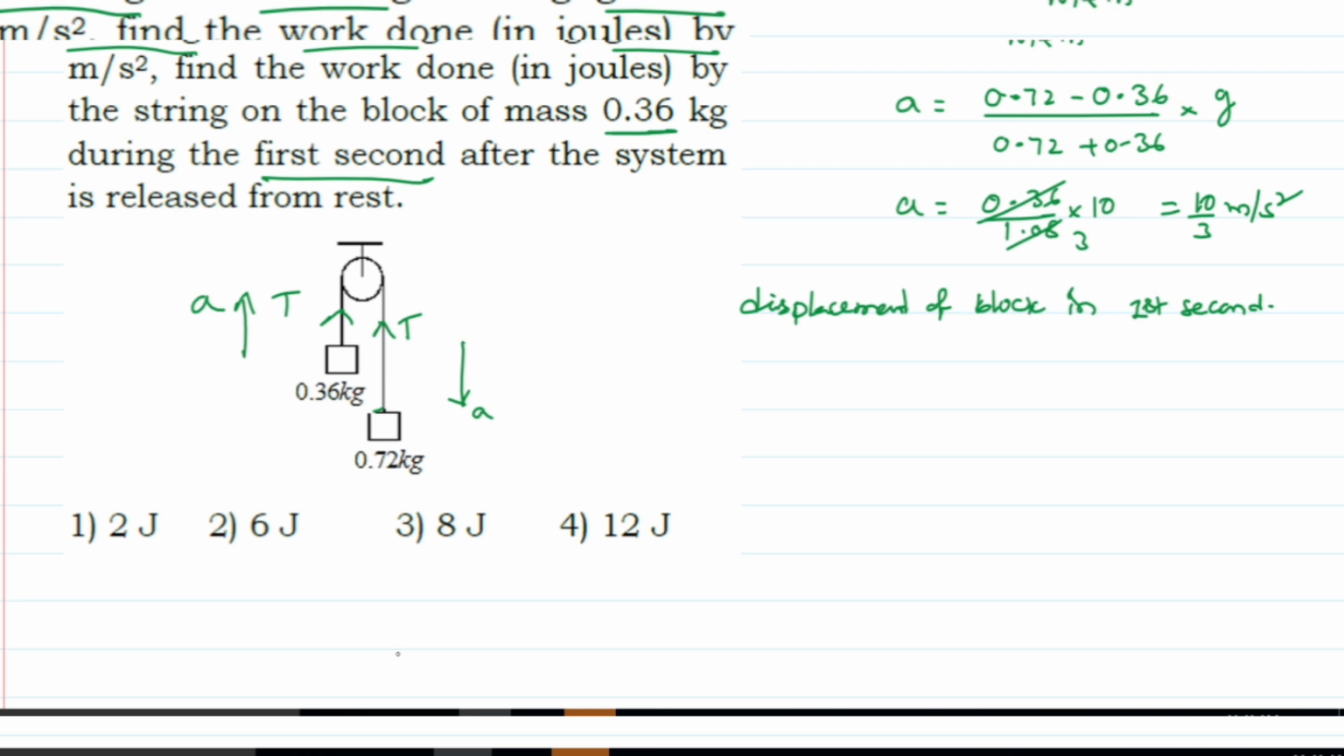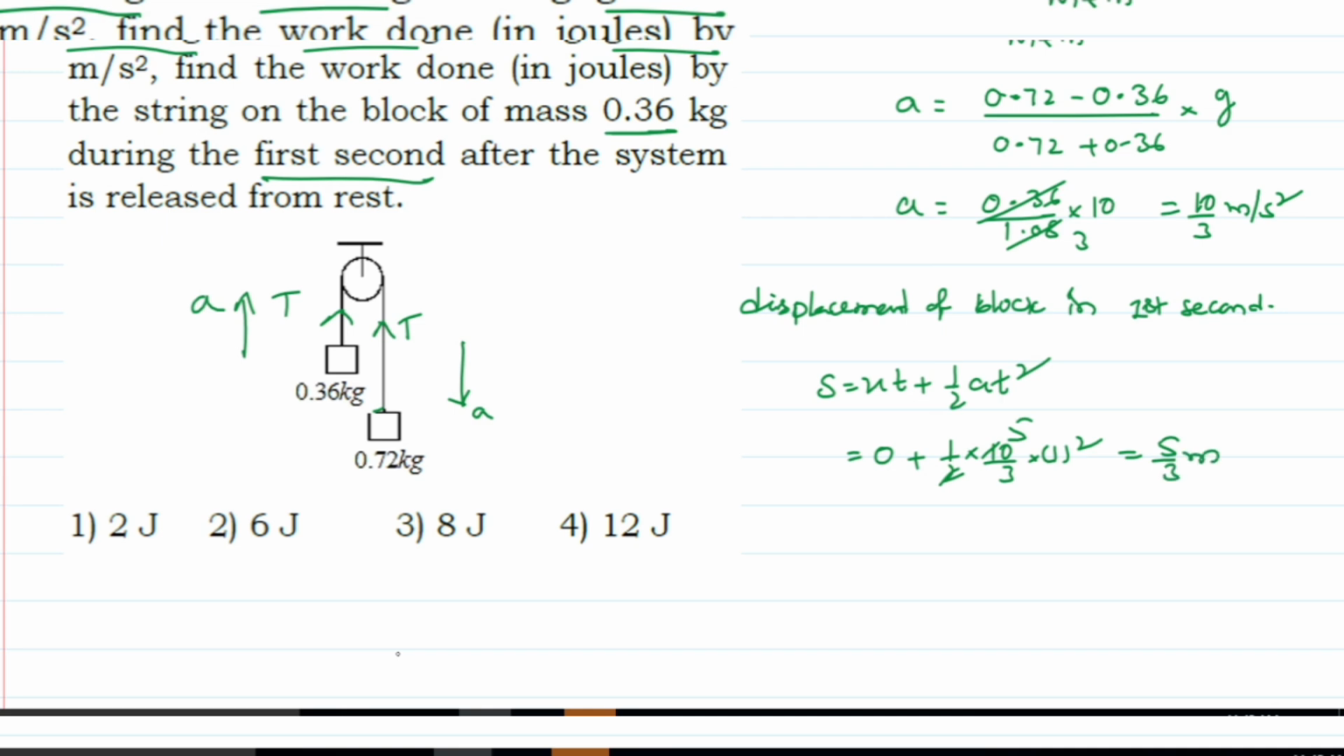Displacement is S equals ut plus half at square. Initially the system is released from rest, so the initial velocity is 0. Half into a, which is 10 by 3, into t square. The first second means 1 square. Two fives are ten, so we get 5 by 3 meters.